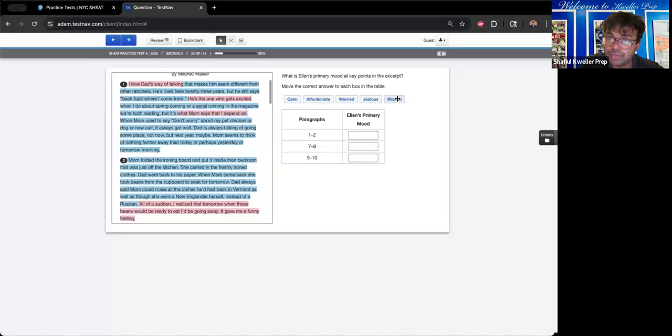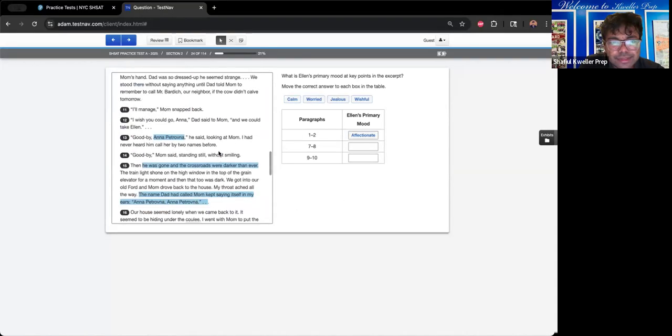So not jealous, not wishful, worried. I understand that she feels this funny feeling of worry maybe, but it's not really here. I don't see any worry in paragraphs 1 to 2. Calm, not really. Affectionate is the better word, because here she's talking about specific details about her parents. So 7 to 8.